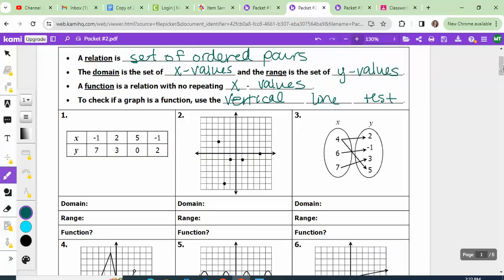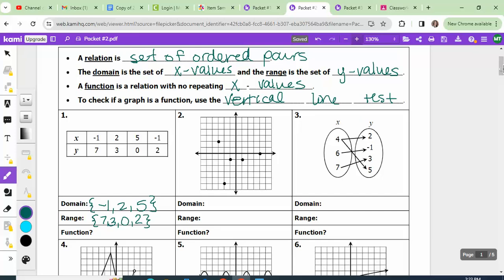All right. So let's look at a few. Number one, if I give you this set of ordered pairs, what is the domain of that? All of the x's. So what are the x's we used? -1, 2, 5, and -1. -1, 2, 5, and since I already wrote -1 once, I don't have to list it again. The range is the y's. What y's did we use? 7, 3, 0, 2. Does the order matter on these points?